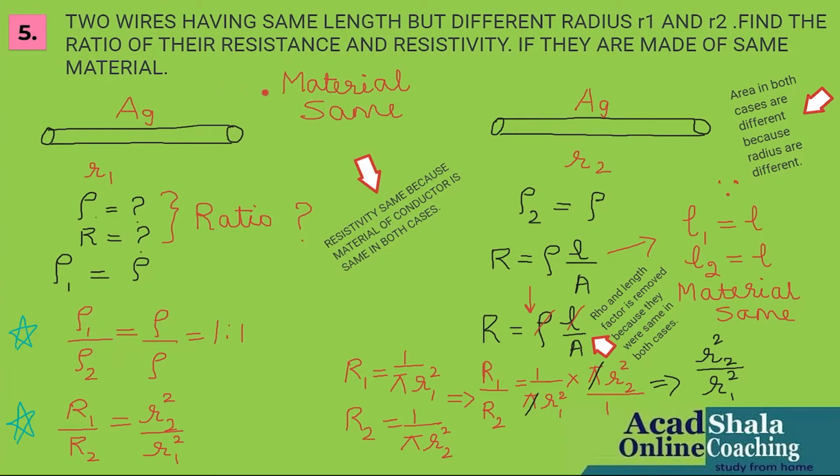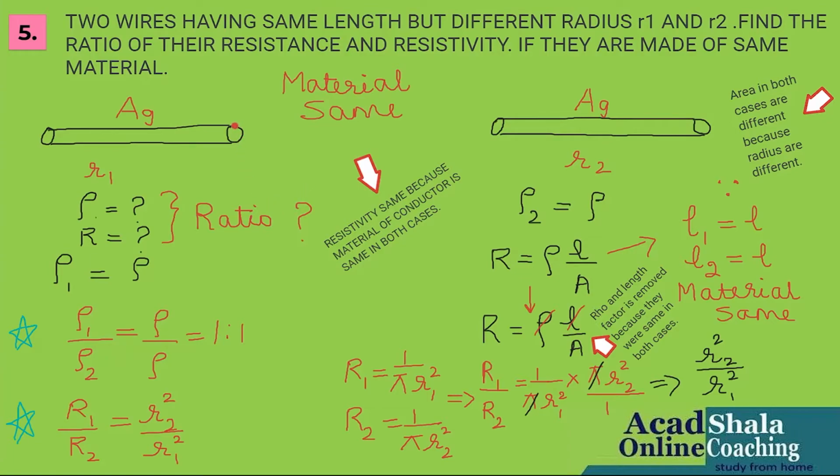Okay, now the fifth numerical says two wires having the same length but different radius, R1 and R2. Find the ratio of their resistance and resistivity if they are made up of the same material. Okay, fine. Now the first criteria, we will see it in the numerical. They have told us bluntly and frankly in front of us that it is made up of the same material. If it is made up of the same material, that means resistivity is the same because the material of the conductors is the same in both the cases. This we have come to know directly. So we are very clear about our resistivity.